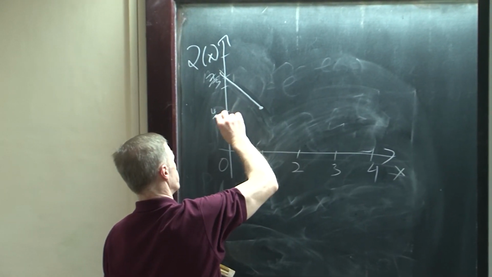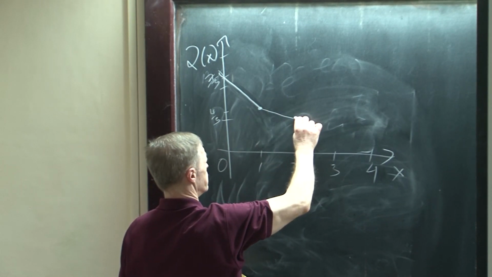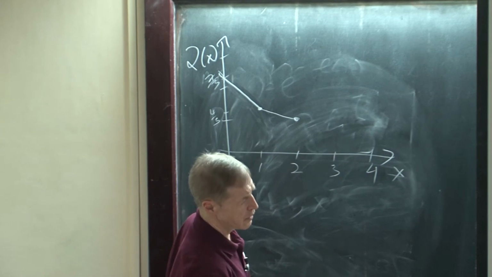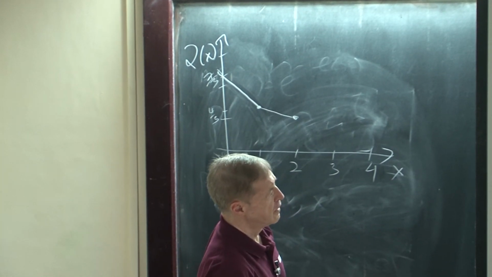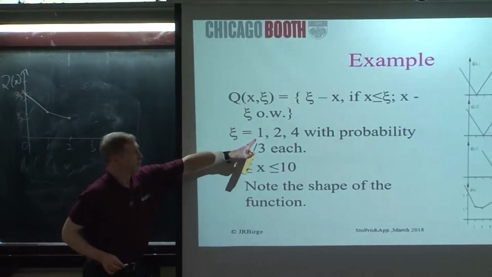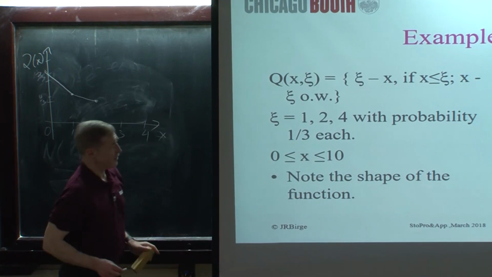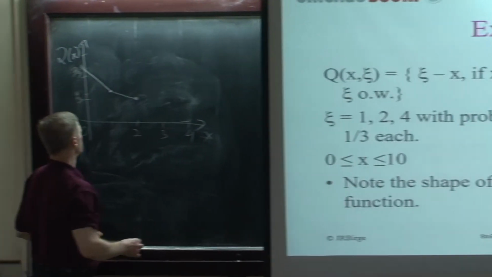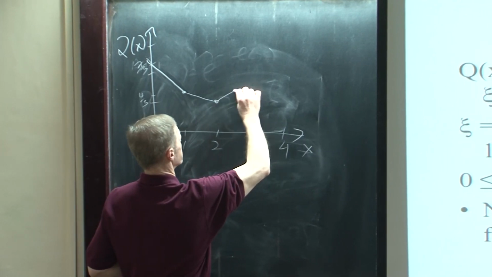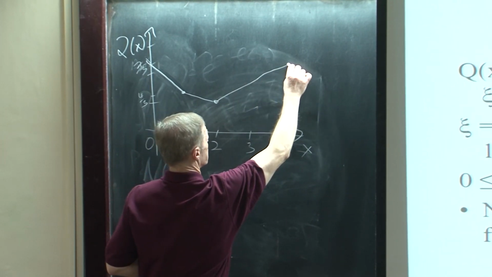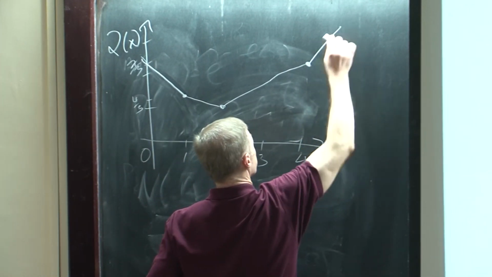So it's 4/3. Then it goes down and it's 1 at 2. And then at 4, it's 3 away here and 2 away there, so it goes up to 5/3. Goes up to 5/3. And then it goes off.